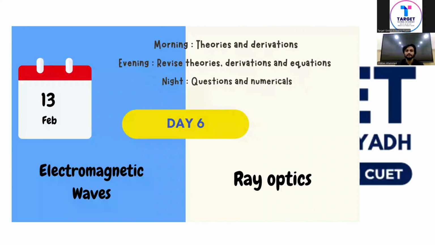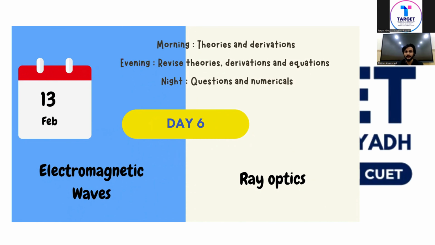Then the next day, I'm choosing electromagnetic waves and ray optics. For electromagnetic waves, I only need a maximum of 1 hour, which is more than enough. It's a small chapter. But for ray optics, I will spend more time, because that chapter is very important for Section E, and there will also be a sure question from this in Section C. Sorry, not Section D, Section C.